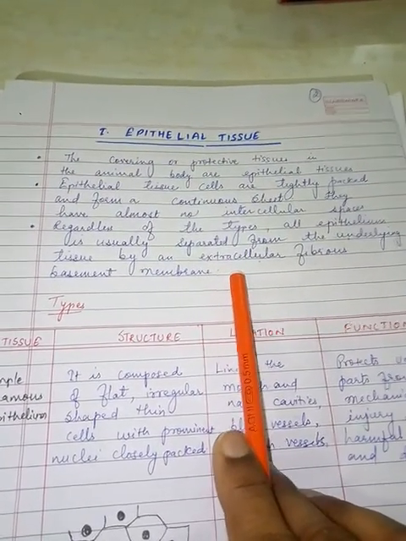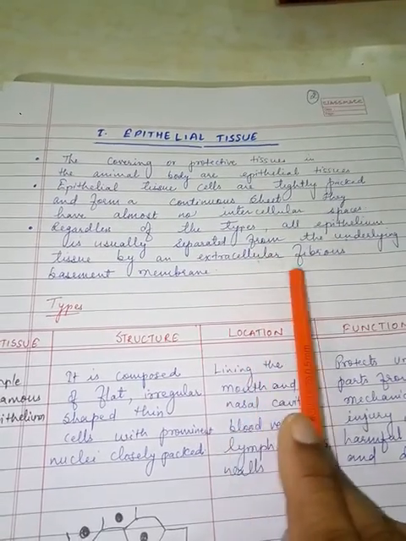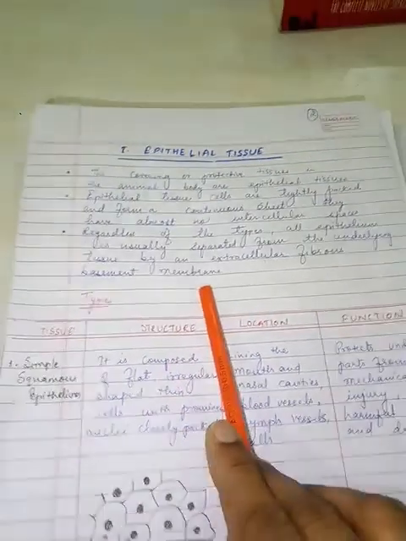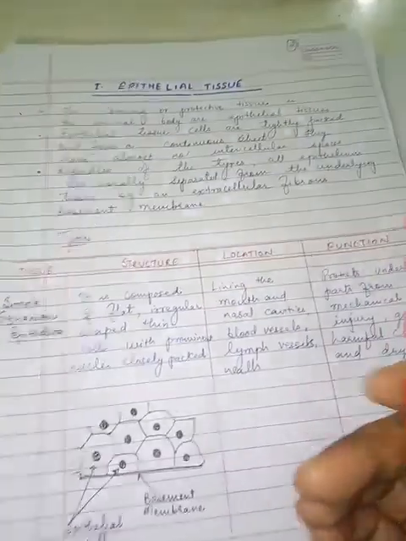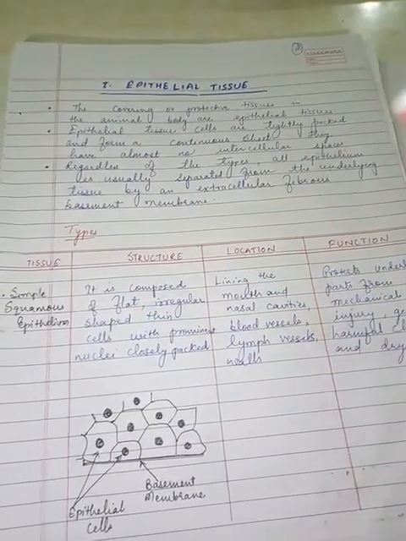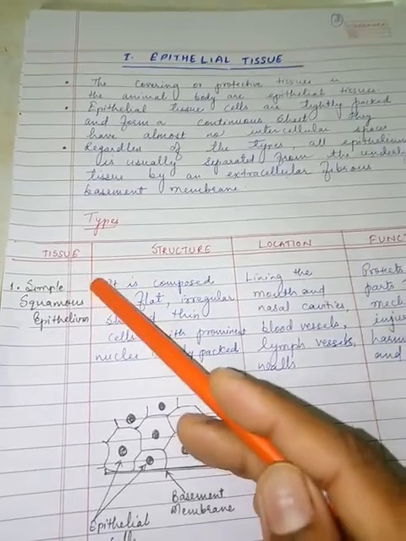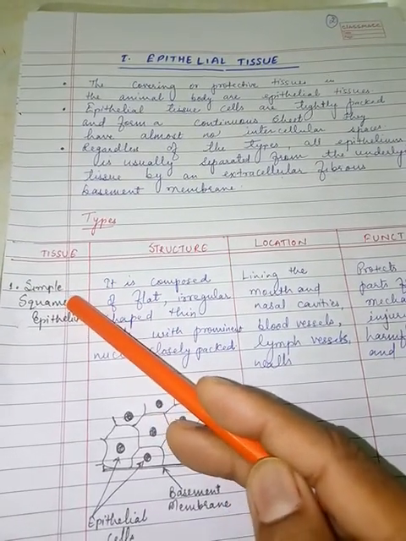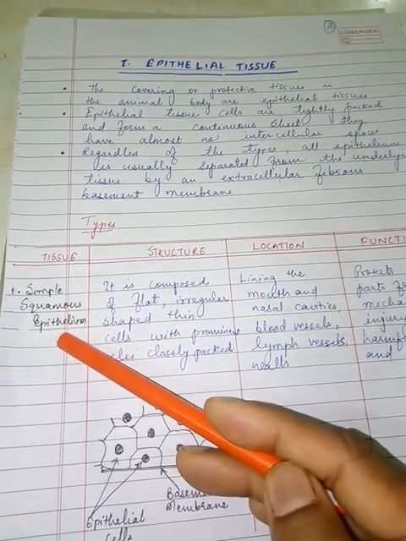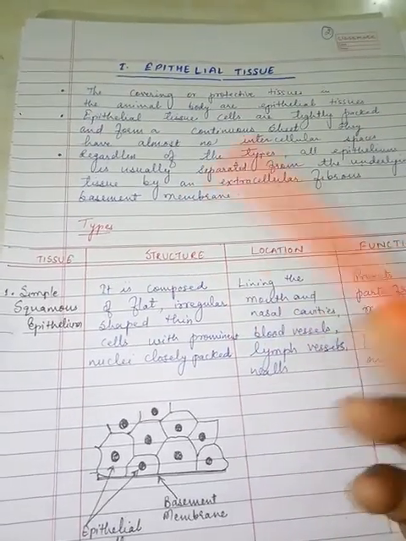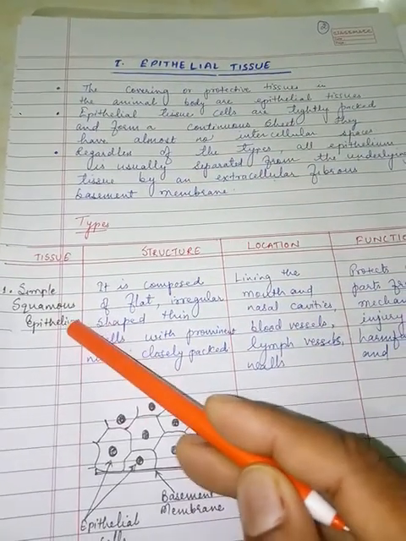They all have an extracellular fibrous basement membrane. Very important, children. Now we will see the various types of epithelial tissue present in our body. So the first type is simple squamous epithelial tissue. Children, epithelial tissue can also be called epithelium.